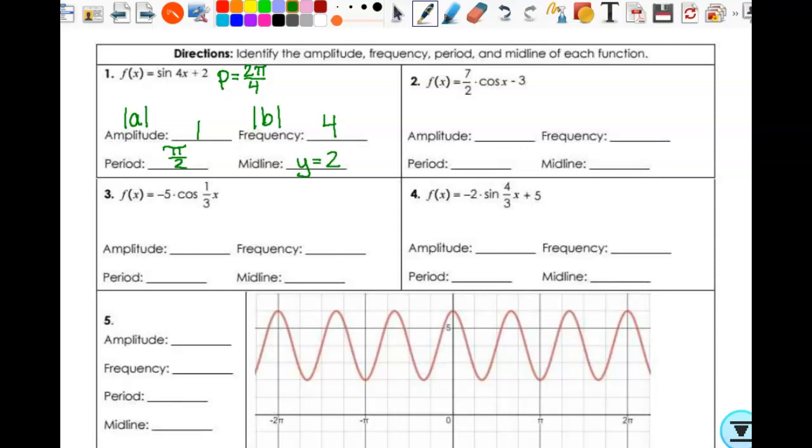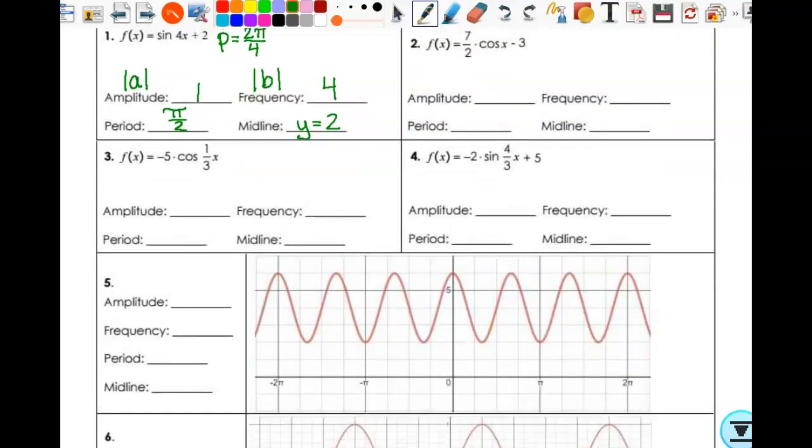What questions you got? Okay. What is the amplitude in number 2? 7/2. What is the frequency? 1. So what is the period? 2 pi. Okay, because it's whatever it is with the parent function if it hasn't changed, right? And then my midline is y equals -3. Good.